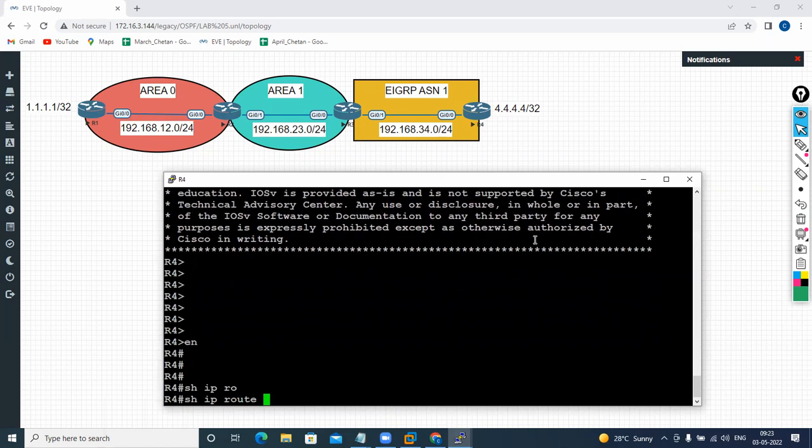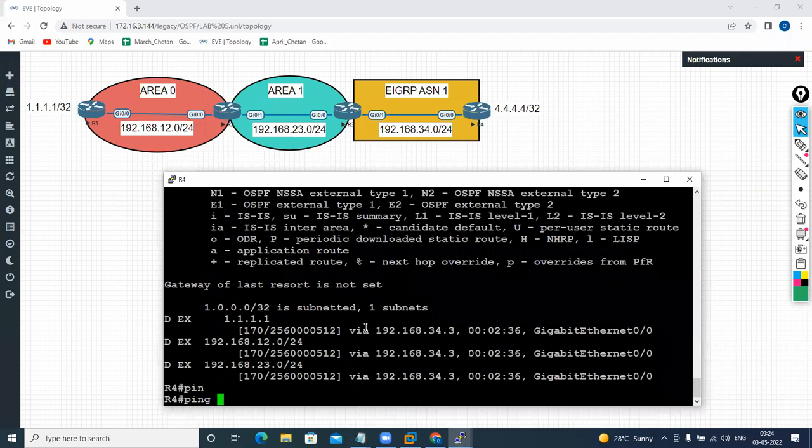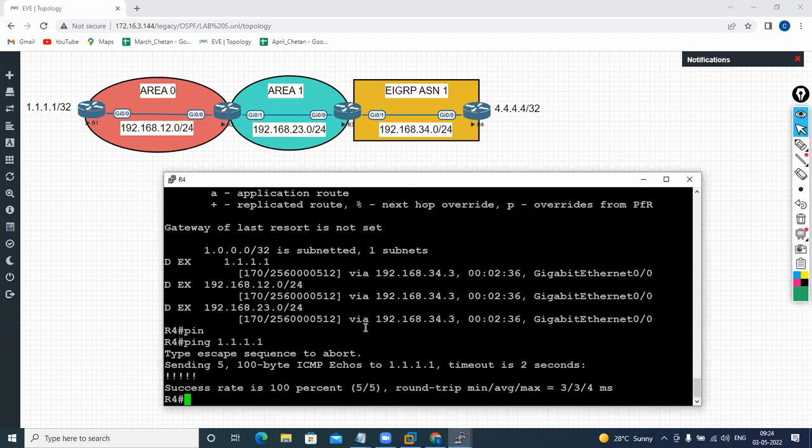So show ip route, E2. What is this route called? External route. What is the AD value? 170. Somebody asked me about OSPF version 3. That we'll discuss with IPv6 in the advanced classes. Clear?